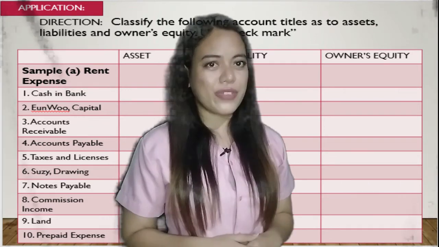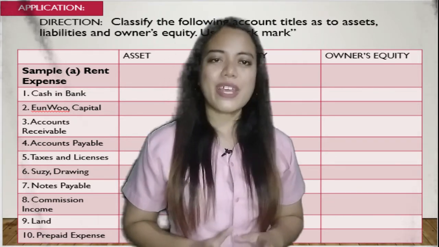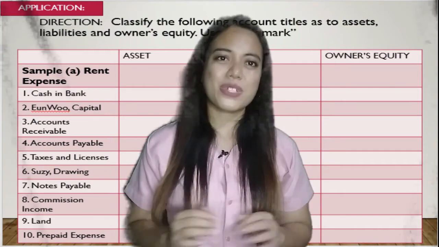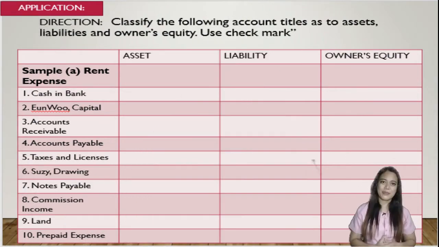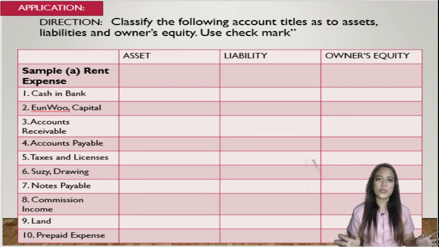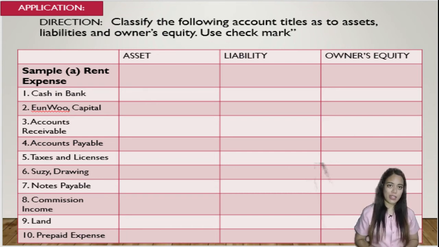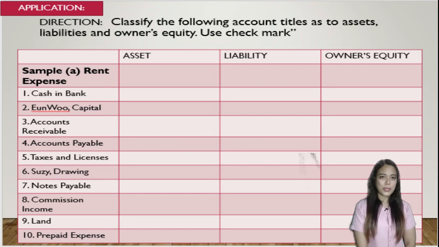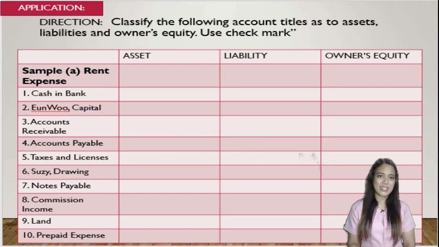Okay, this is another time to have an activity. For the next activity, I will show you a table. What you're going to do is identify the accounts listed from 1 to 10, and identify whether each falls under assets, liabilities, or owner's equity. Very easy, I know you can do it. For simple purposes, I will give you an example.